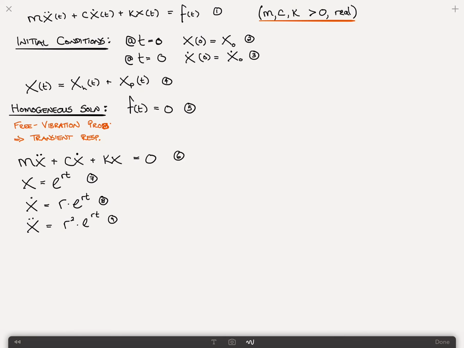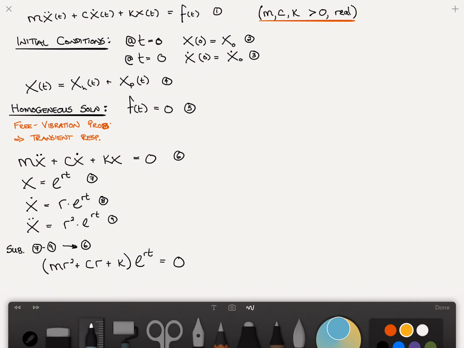Now, if I substitute 7, 8, and 9 into 6, let me write that out. Substitute 7 through 9 into equation 6. We end up with, let me group it like this, mr squared plus cr plus k times e to the rt is equal to 0. And it should be fairly clear that e to the rt is never equal to 0. So we can divide both sides by e to the rt. Let me just use yellow for this.